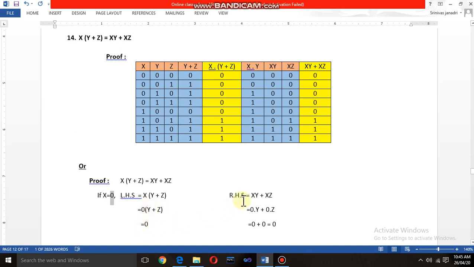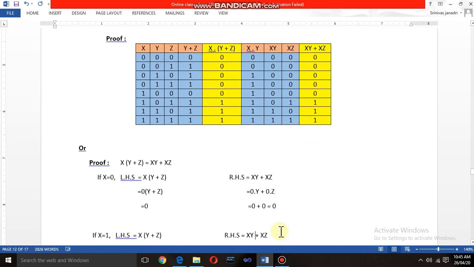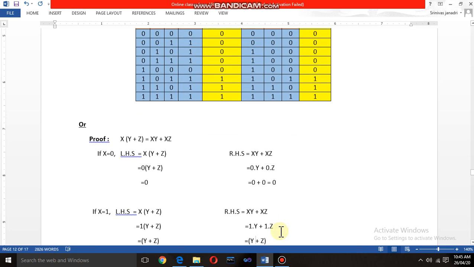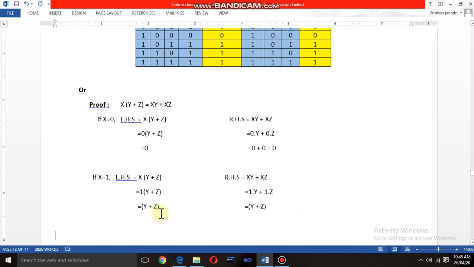Now consider the RHS, x and y or x and z, and apply the value of x wherever you have x, that is 0. Logical AND gives 0 again, and 0 or 0 gives 0. Then apply the other possible value for x, which is 1, and you will get y plus z on the LHS, and the RHS is also y plus z. This is the proof by the algebraic method.